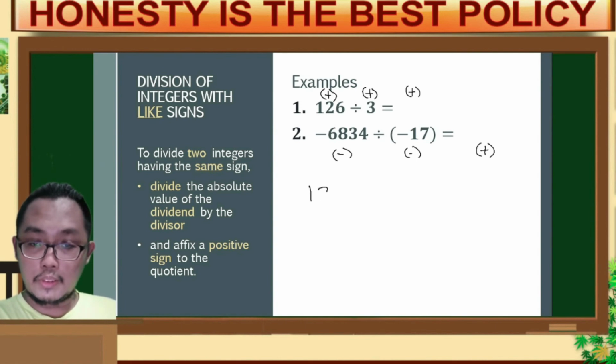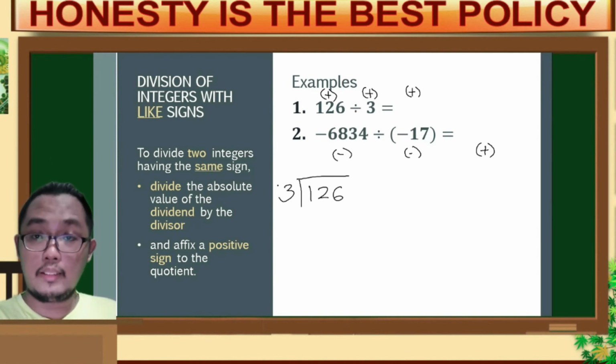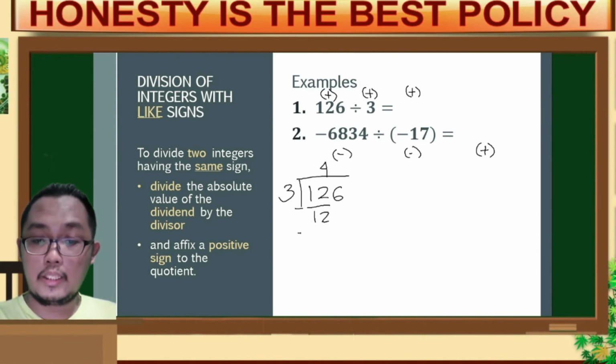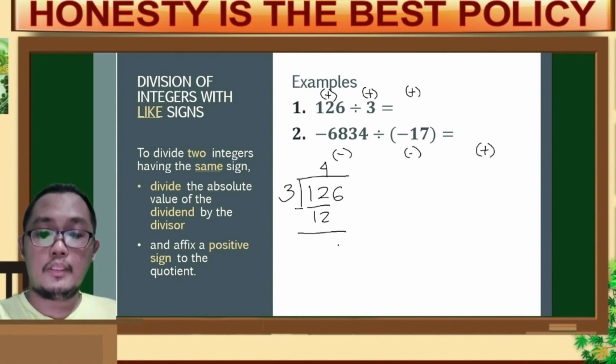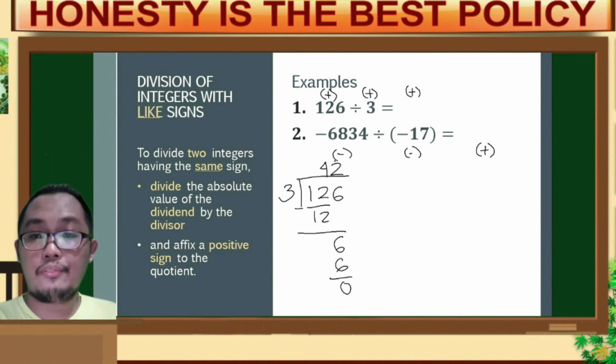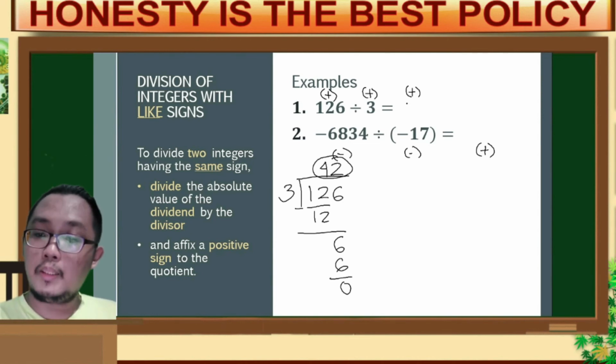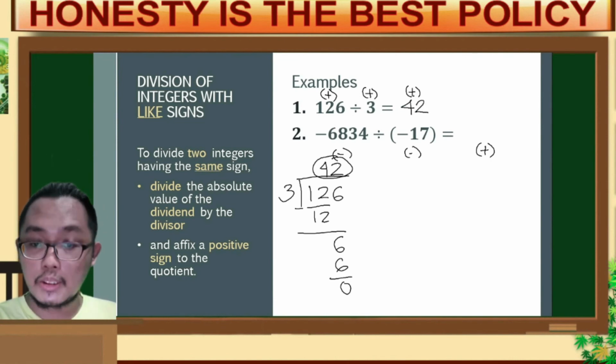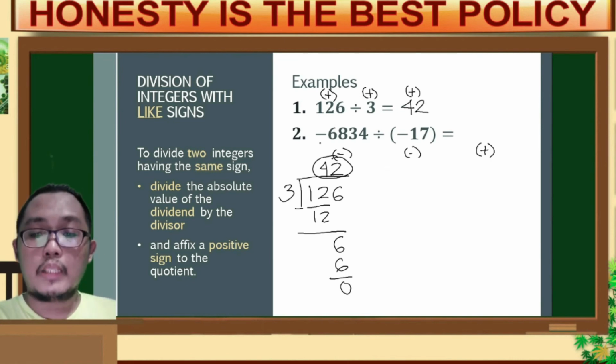So having the absolute value of 126, having the absolute value of 3, written like this, and now we divide these two numbers. So 12 divided by 3, we have a 4, so we can check for any remainder. So there's none. So we bring down the 6, and 6 divided by 3 is 2. So obviously, we have an answer of 42. So we have already learned that this will take a positive sign, so the final answer is positive 42. Let us have the next one.